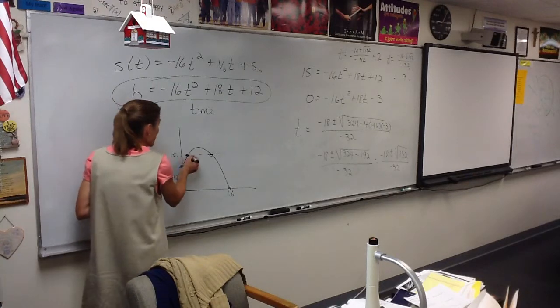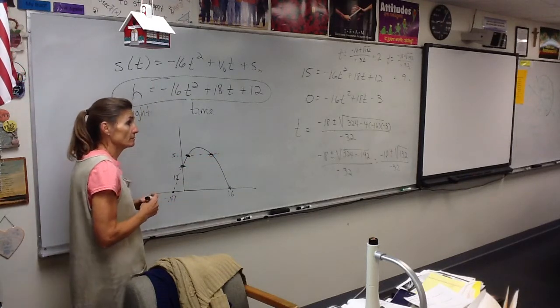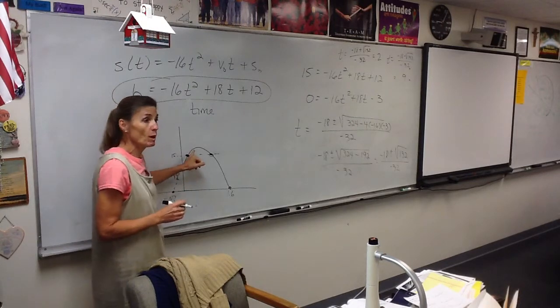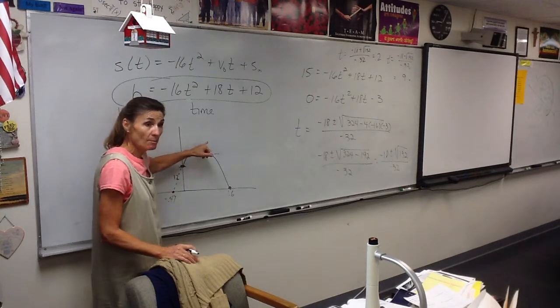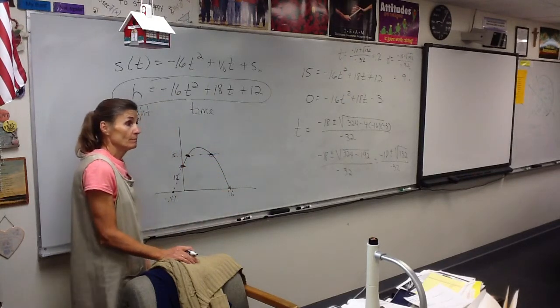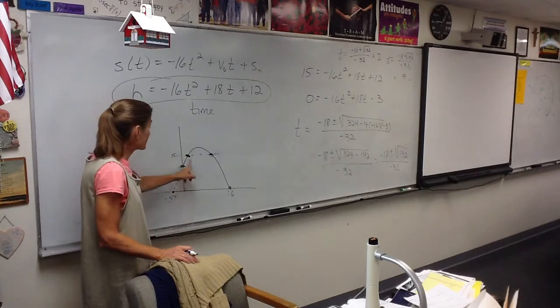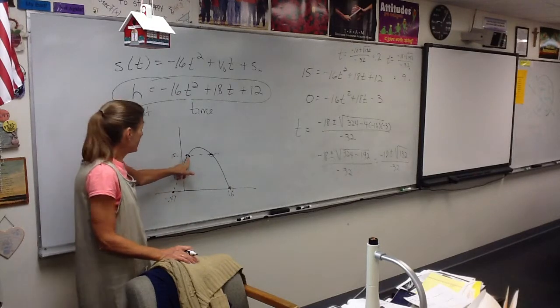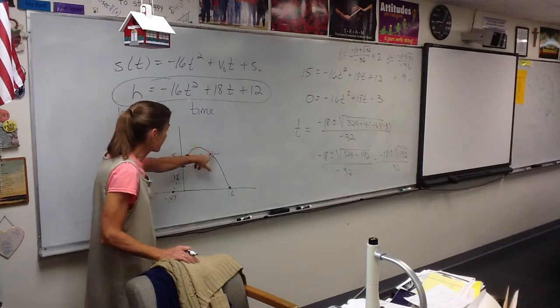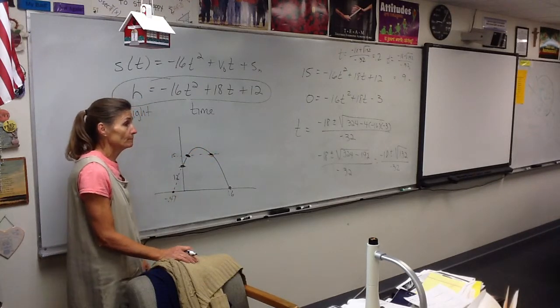Can you see why there are two answers, you guys? You hit 15 feet once on the way up, and then once on the way down. So it took 0.2 seconds to get up here, and then 0.9 seconds to get over here.